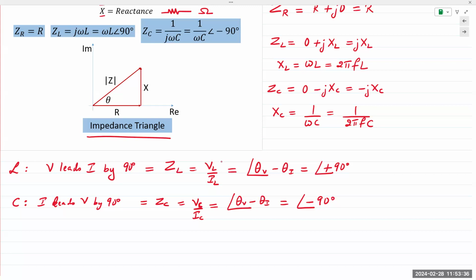Do not mix it up. You cannot take voltage from one inductor and measure it with respect to the current of another inductor and say it does not add up to 90. Okay, this is specific to each individual component, not to any other. Yes.